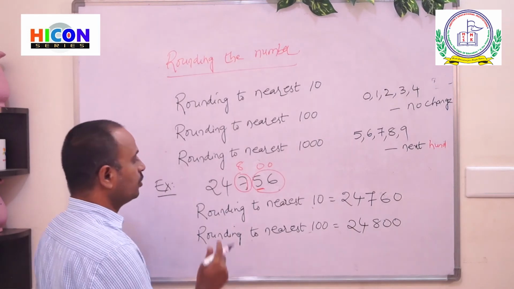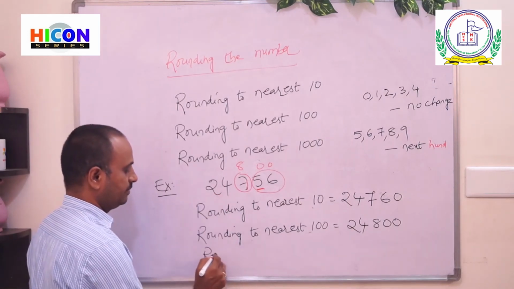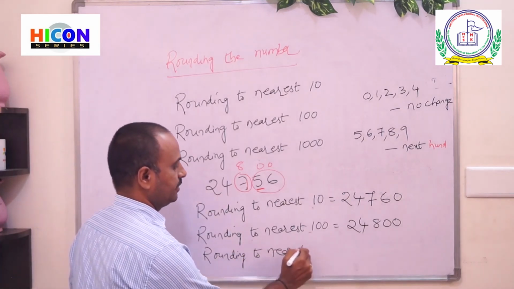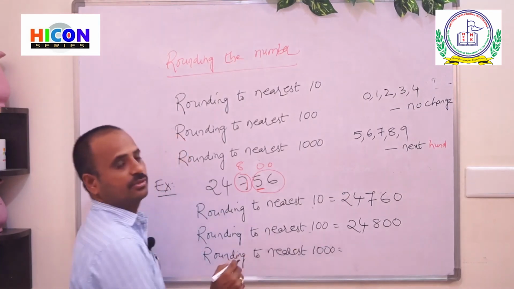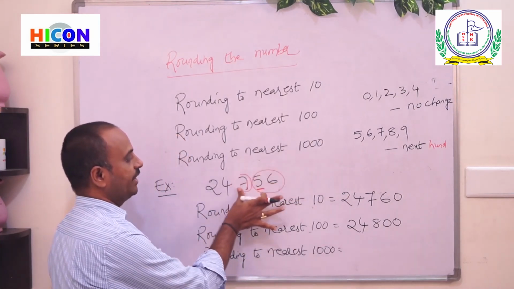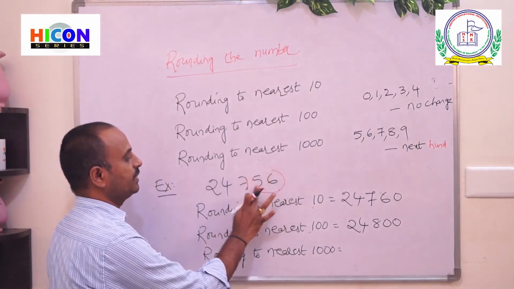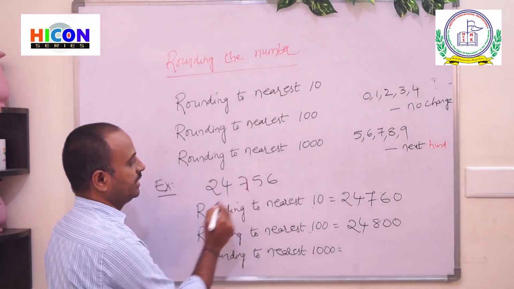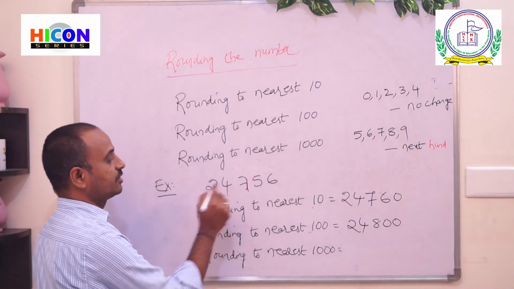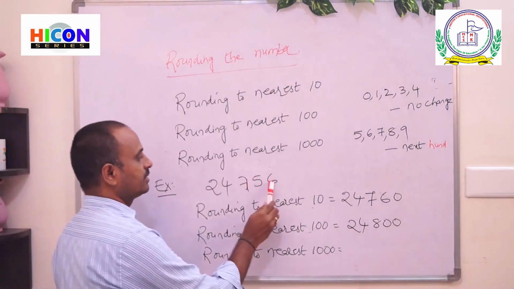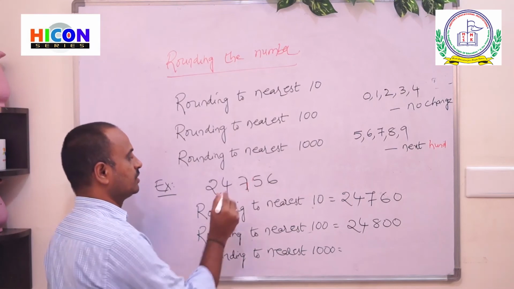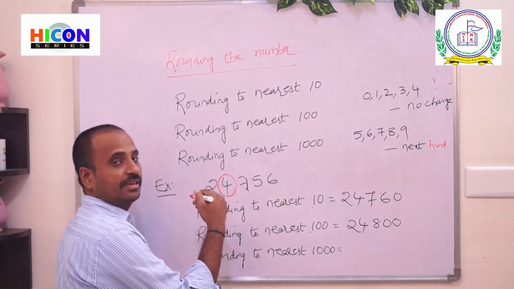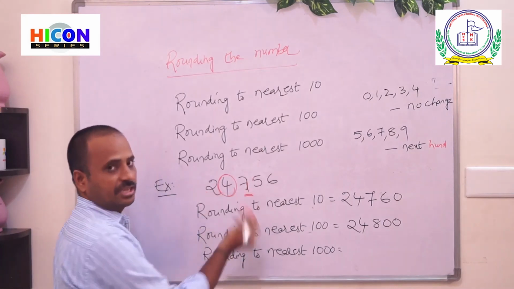So let us see how to round this number to the nearest 1000. Rounding to the nearest 1000. So children, first identify the digit present in the thousands place. Here the digit present in the thousands place is 4. Ones, tens, hundreds, thousands. So next check the next digit. The next digit is 7.